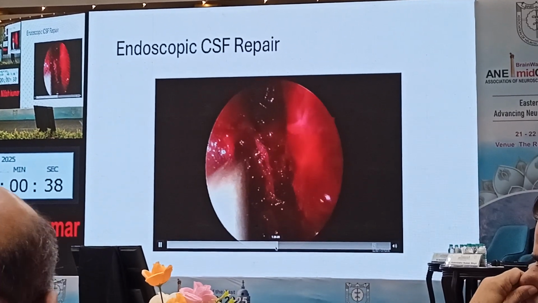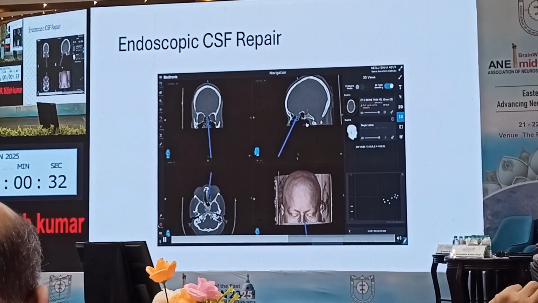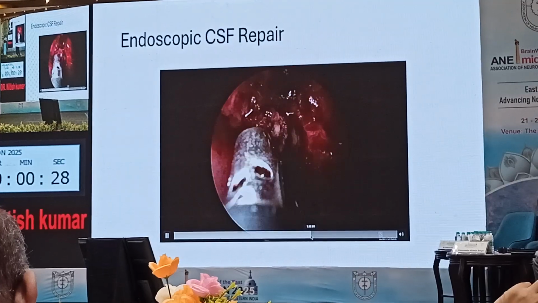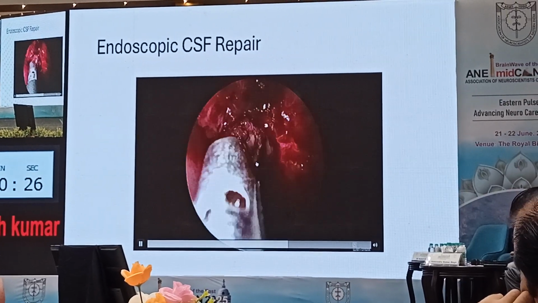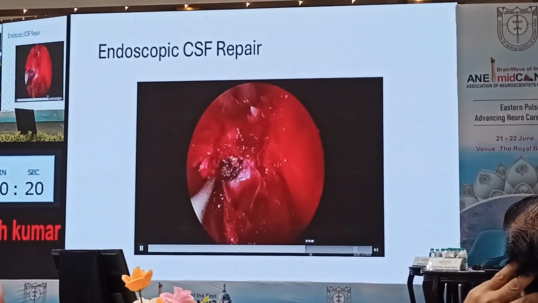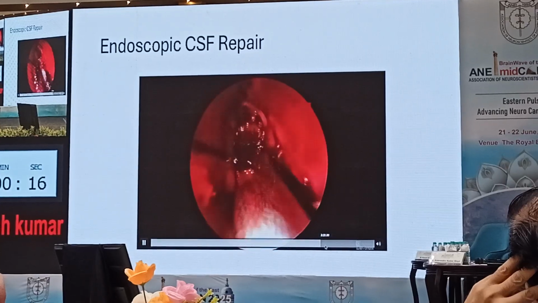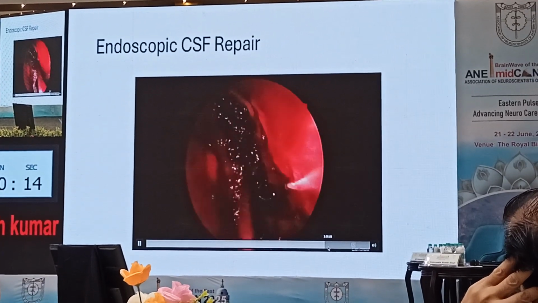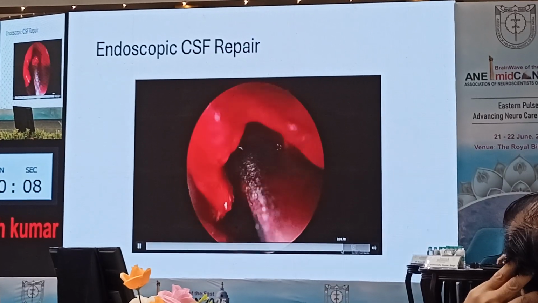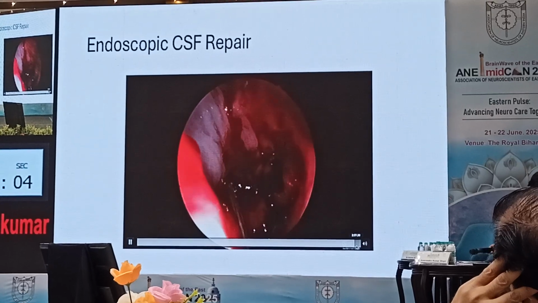So once it is removed, then we are confirming our leak site with the neuronavigation. So this was the part of the brain that was herniating. So it is being coagulated and pushed back. Then it is plugged with abdominal fat. Then we put some glue. Then we put fascia lata, and then again glue.